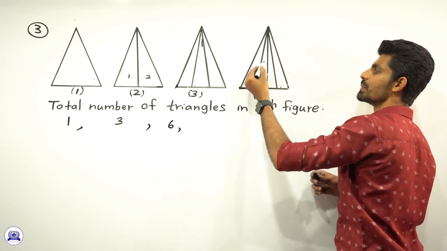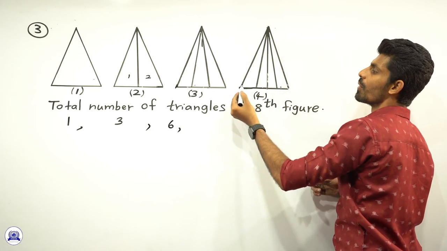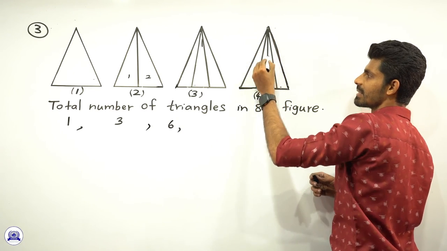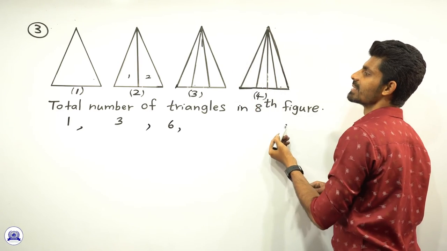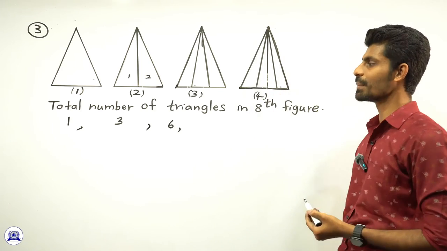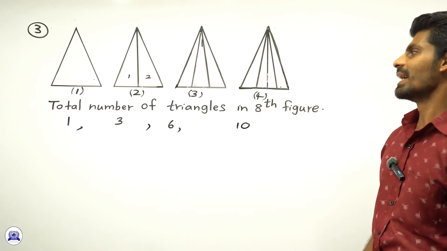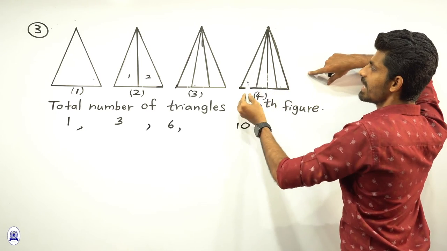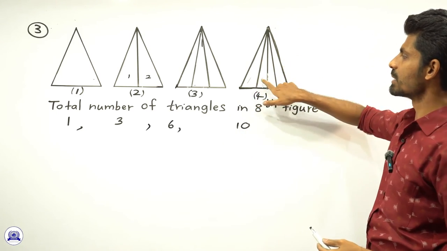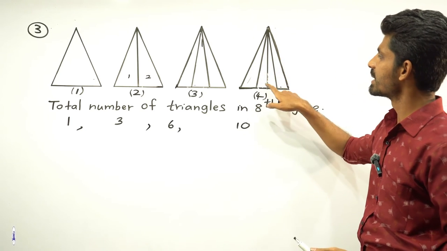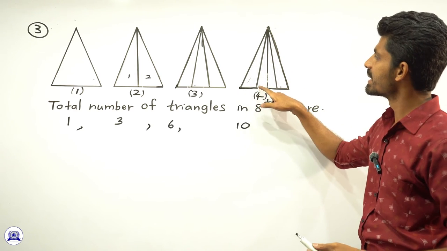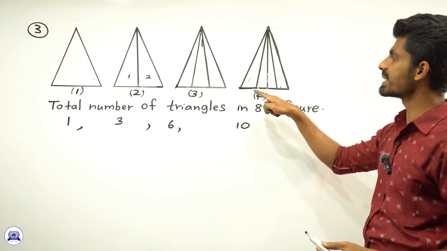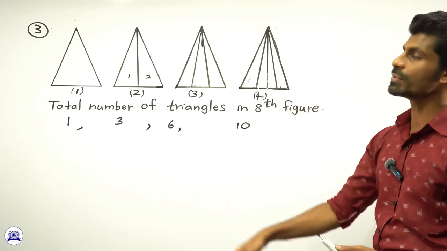1, 2, 3, 4, 5, 6, 7, 8, 9, and 10. How many triangles are there? 10 triangles. Look at this one. 1, 2, 3, 4, 5, 6, 7, 8, 9. Right? 1, 2, 3, 4, 5, 6, 7, 8. 8 can merge into 2 triangles. There are 3 triangles, 8, 9, and 10, the full triangle.